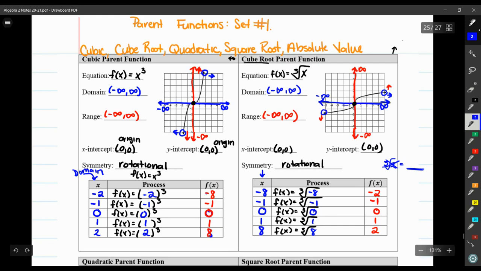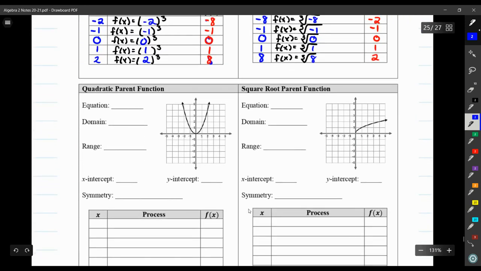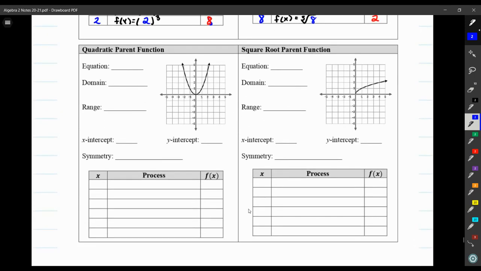Okay, let's move on. Quadratic parent function and the square root parent function. You should have seen the quadratic from last year. So your equation for this is f of x equals x squared. And that's how you know you have a quadratic. If your highest exponent is a 2, that is a quadratic function.